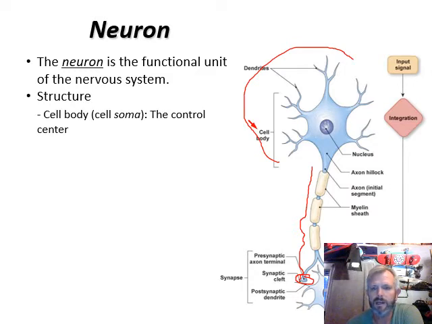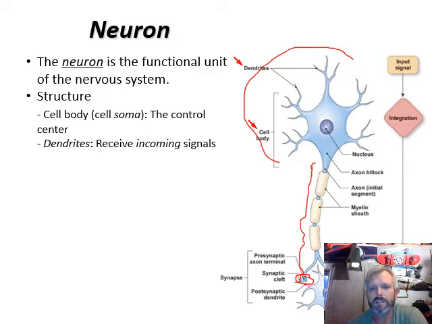Okay, so the cell body is the control center. That's where the nucleus is, so all the proteins get made in this region. Any proteins have to be shipped down these axons, these long distances. And you have to realize that some of these axons can be several feet in length. So even though this neuron is microscopic, it can be say 3 feet long. Most of the length comes in these long branching axons.